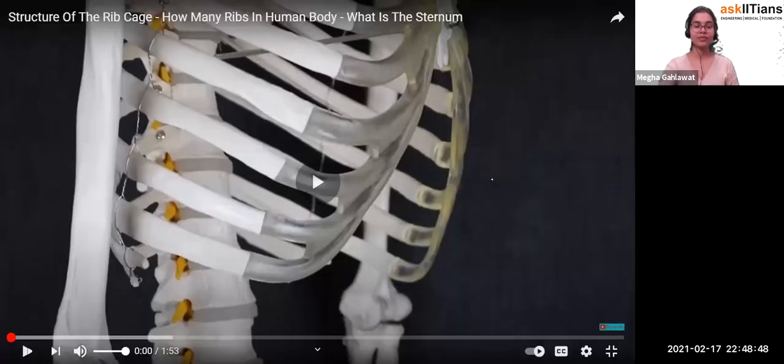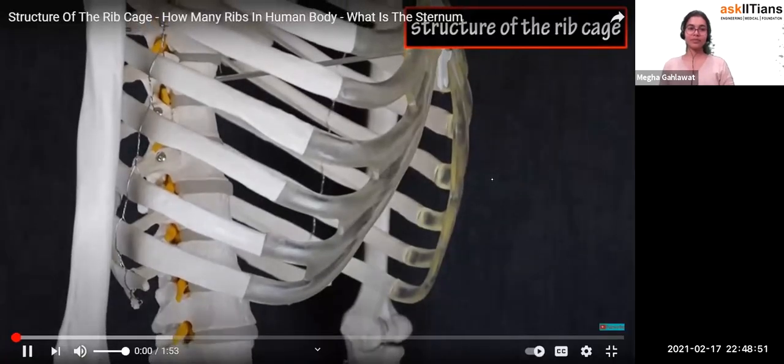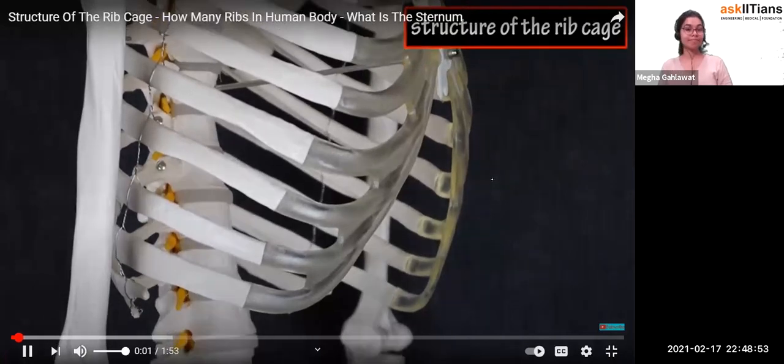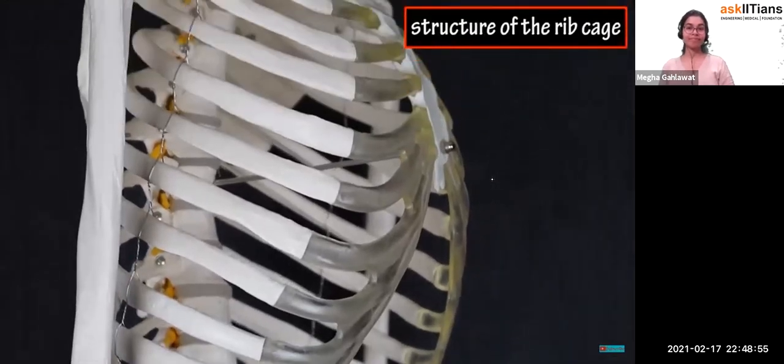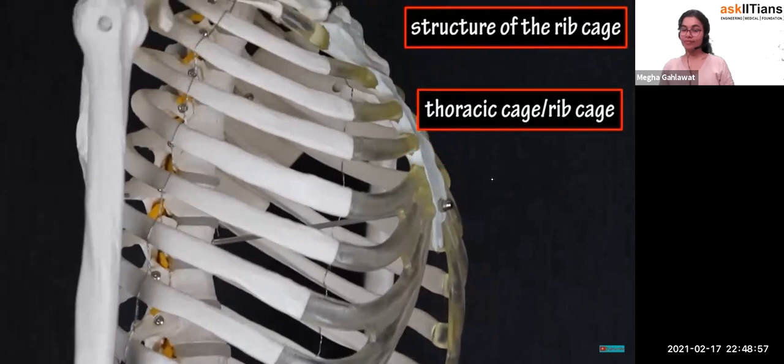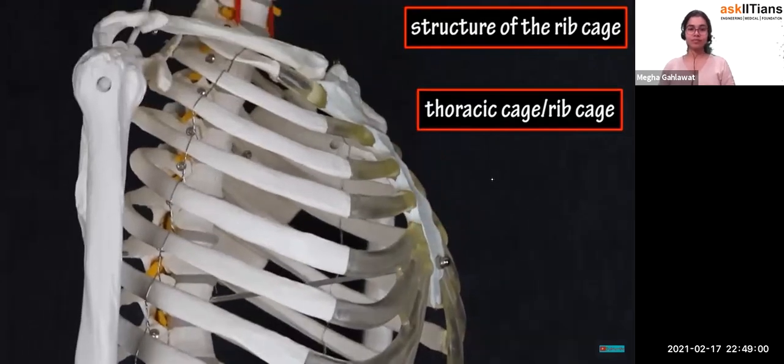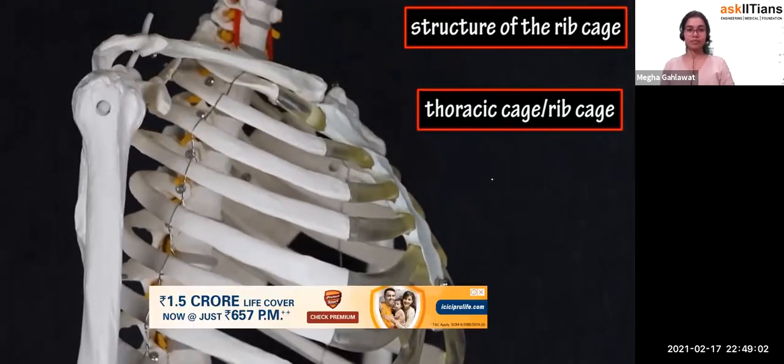All right, here we are moving forward with the video. The structure of the rib cage. In your body, the framework of the chest is called the thoracic cage, or in common terminology, the rib cage. Its design functions to protect vital organs, such as your heart and lungs, and also provides points of attachment for many muscles.